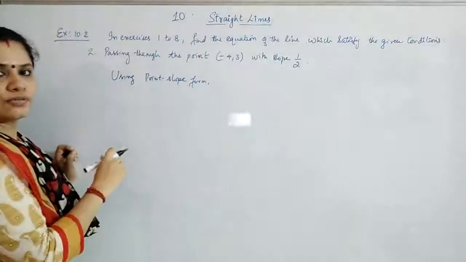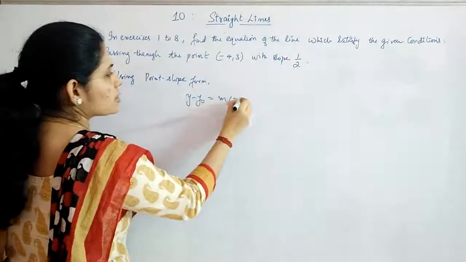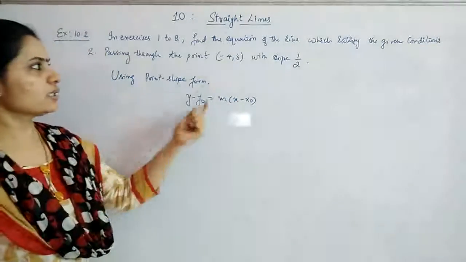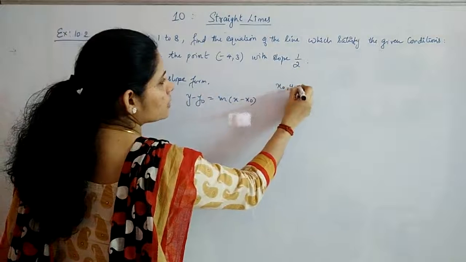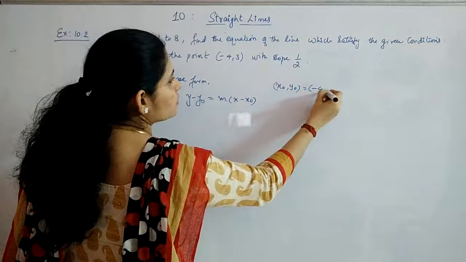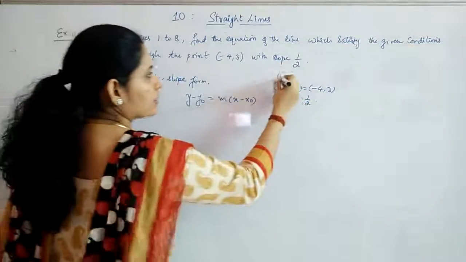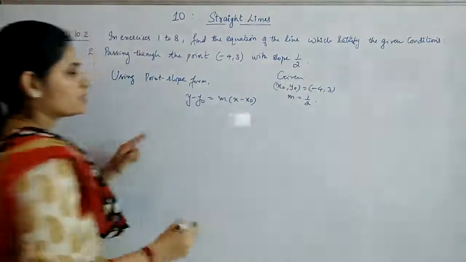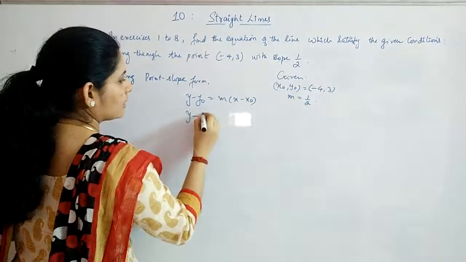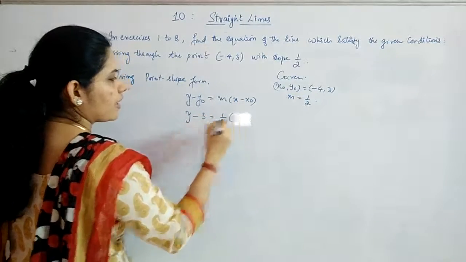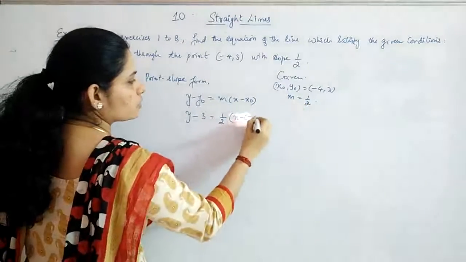what is that point slope form? y minus y naught is equal to m into x minus x naught. So here you know the values which have been given. What is x naught, y naught? x naught, y naught is minus 4 and 3 and m is given to be 1 by 2. So you just replace the values, you will get y minus 3 is equal to 1 by 2 into x minus, x naught is minus 4.